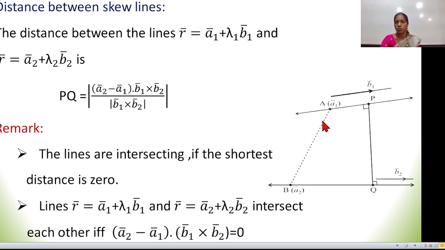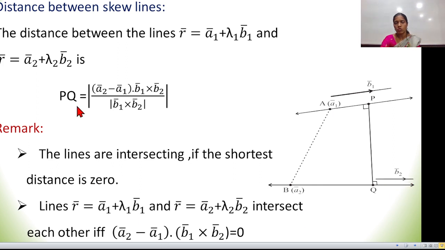So let's see this figure, in which these two lines are skew lines. Length PQ is the shortest distance between the skew lines. This is our first line and this is our other line. This line passes through point A having position vector a1 bar and is parallel to the vector b1 bar, and the other line passes through point B having position vector a2 bar and is parallel to b2 bar.